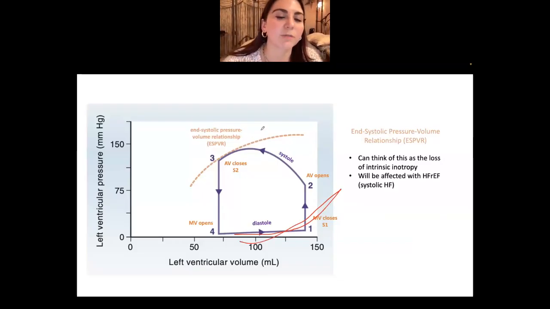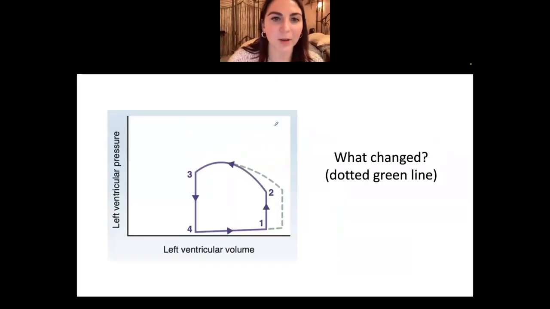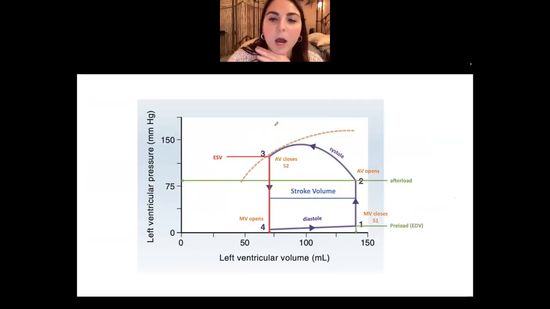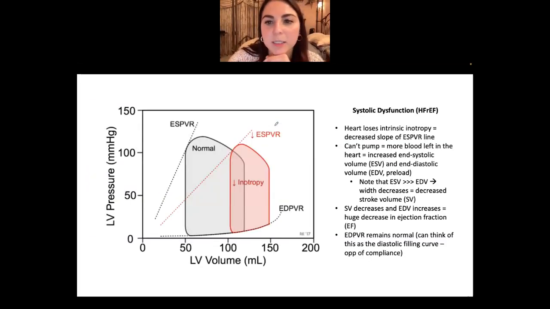But this end systolic pressure volume relationship, you can think of this as loss of intrinsic inotropy, which you're like, what the heck does that mean? It's basically that only if you're affecting the heart's inotropic ability itself is that going to affect this line. Okay? So it's saying at the end of systole, what is the relationship between pressure and volume? So this would be affected in systolic heart failure. And I'll show you what I mean when I go to a PV loop there. More questions, what changed, preload, what changed, afterload, and so on. More questions, fun facts. Great.